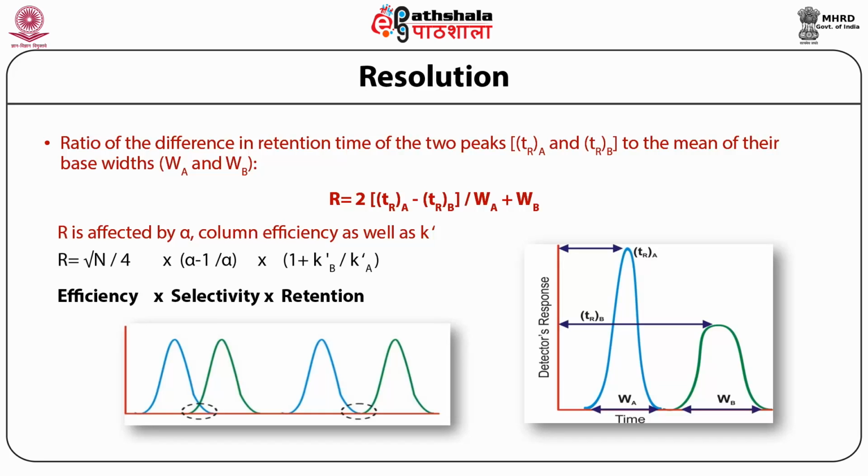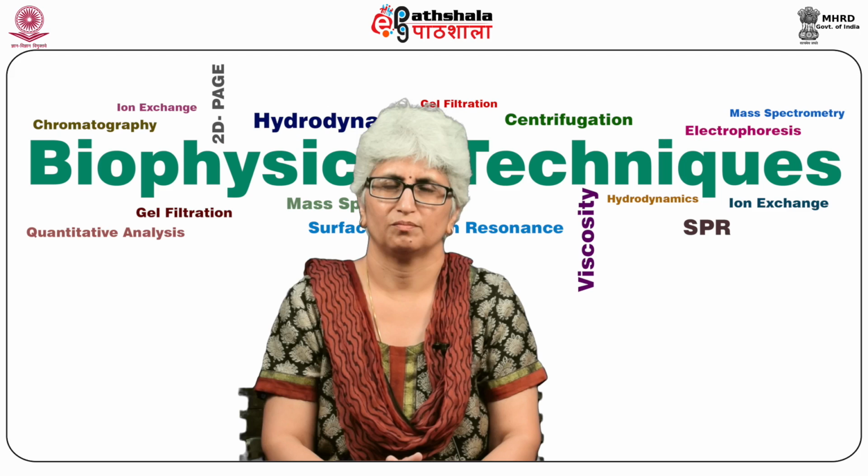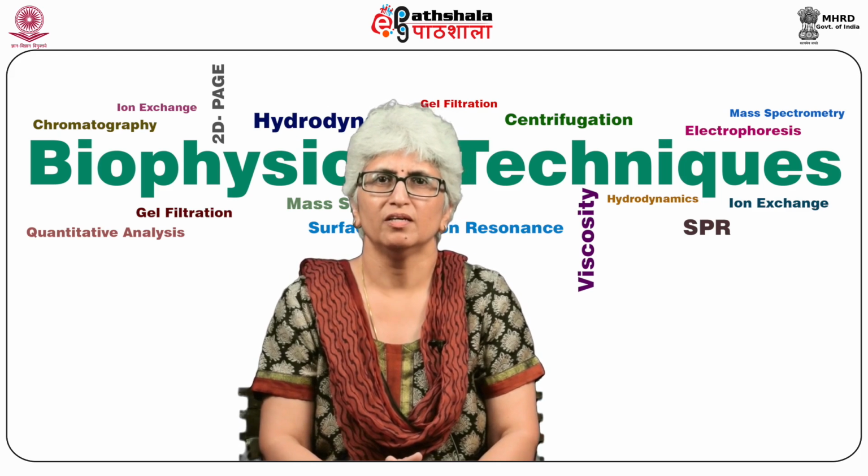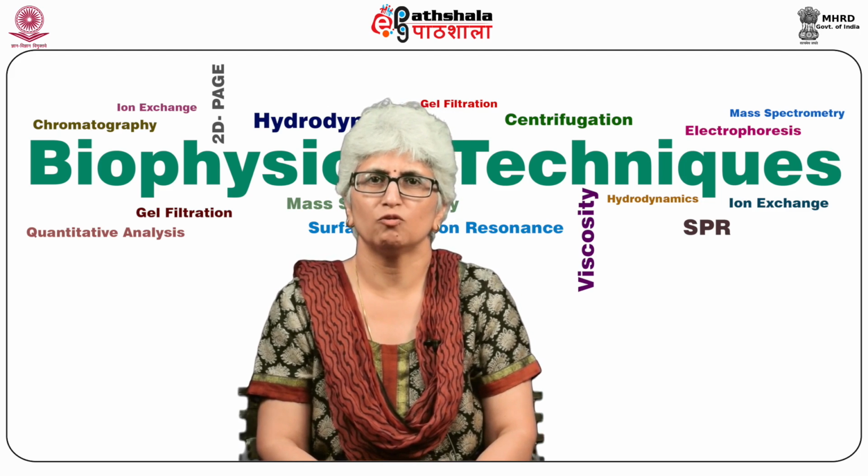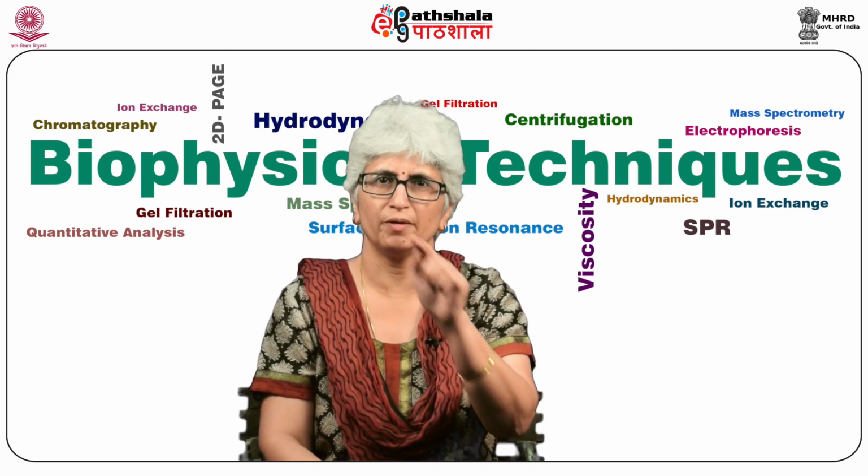the selectivity factor alpha can be manipulated to improve separations by changing the mobile phase, by changing the stationary phase composition, by changing the column temperature, and by changing the distribution coefficient, to get a good Gaussian peak instead of a merged peak.